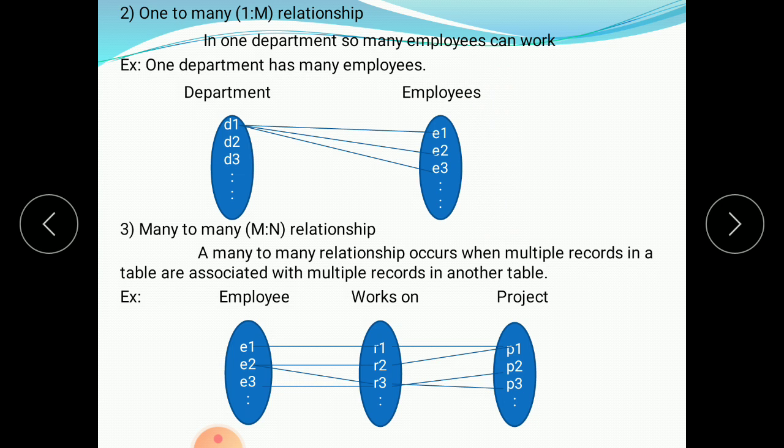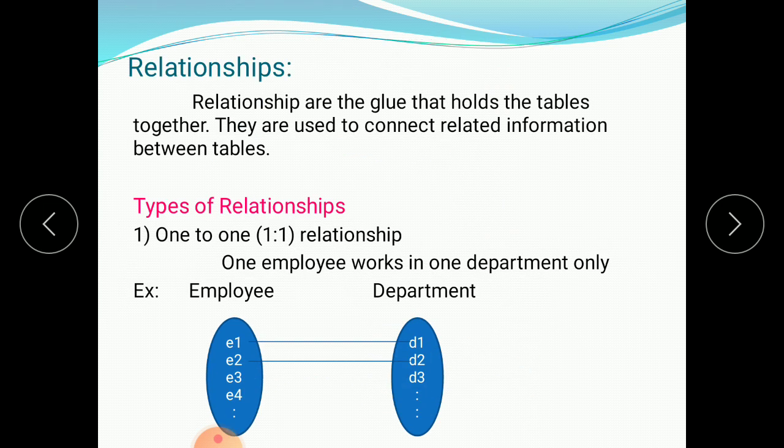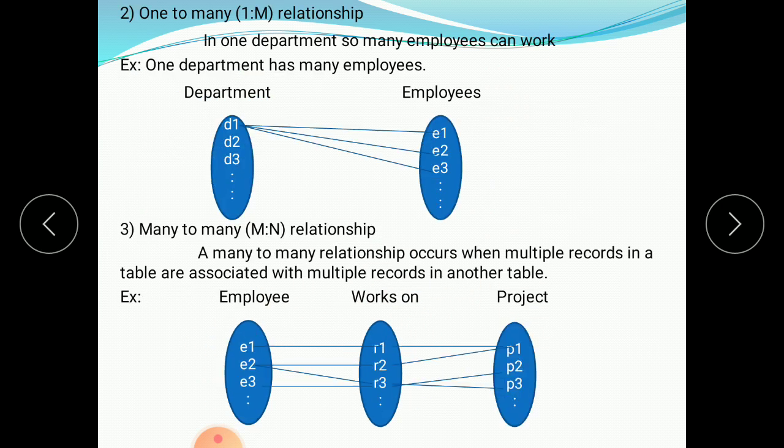In the previous slide, we saw the one to one relation between one employee and one department. This is called one to one. Then one to many means in one department a number of employees can work. These are many employees and this is one department. So this is a one to many relationship.